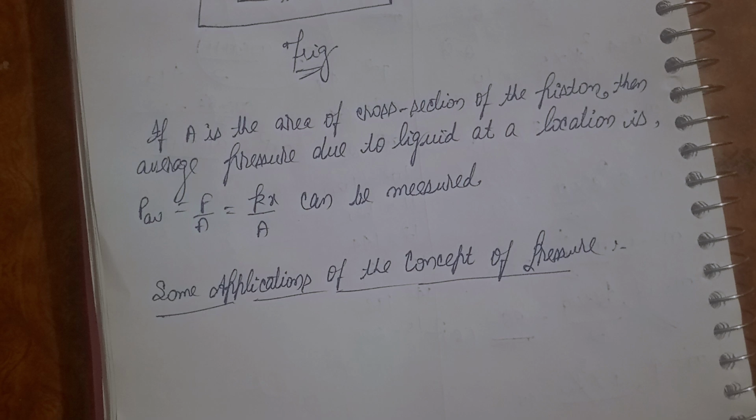Point number 5. Pins and nails are made to have pointed ends in order to have least area of contact between the pin and the given surface. Due to it, the pin will exert high pressure on the surface and hence will easily penetrate the surface.